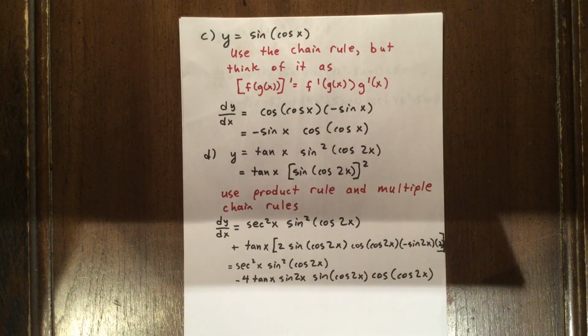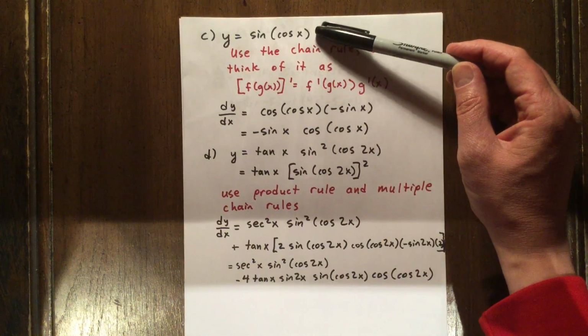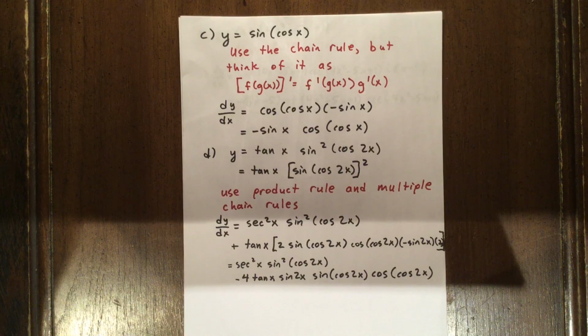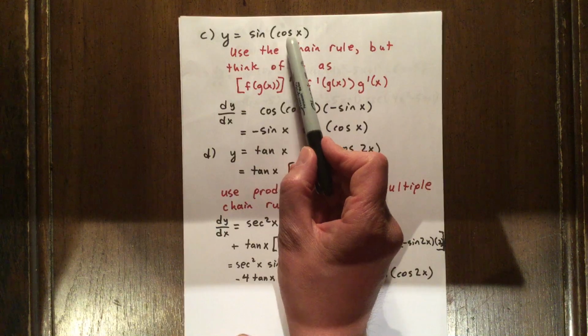Okay, now for the next one, we have y equals the sine of cos x. Now this is a little bit different. This one's tricky. A lot of times people think this is time to use the product rule, but it's not. This is not a situation of product rule. This is a chain rule.